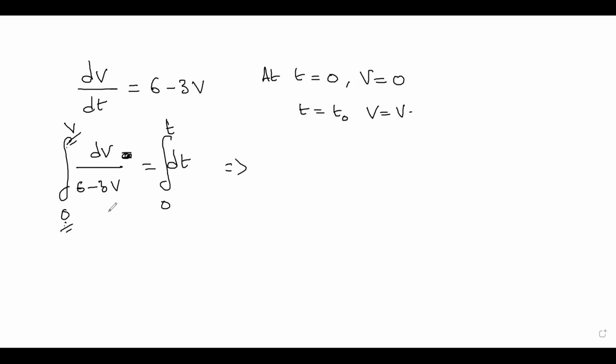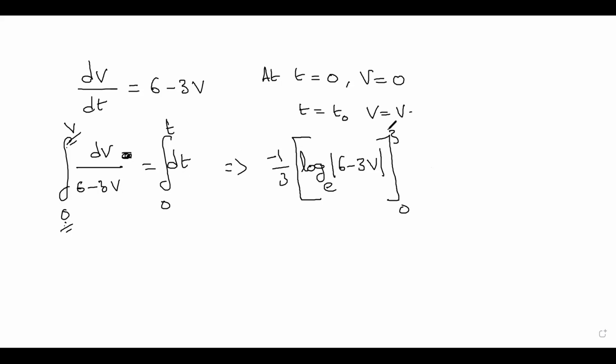The integration of this one is negative 1 by 3 log mod 6 minus 3v. This is what you get: negative 1 by 3 log mod 6 minus 3v, and then you have to evaluate the limits. Log to the base e, of course.